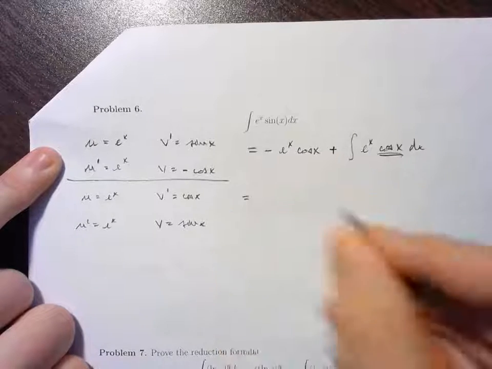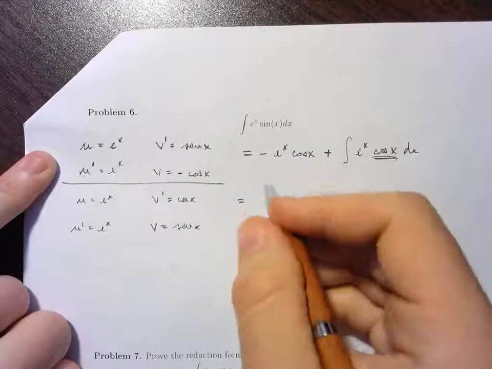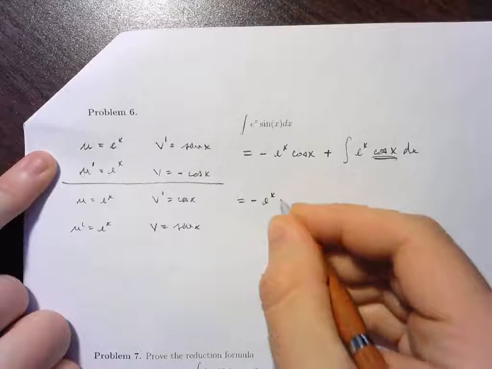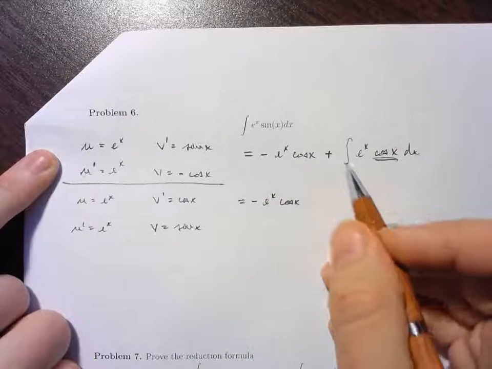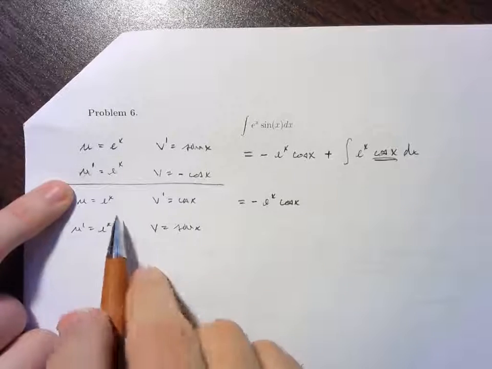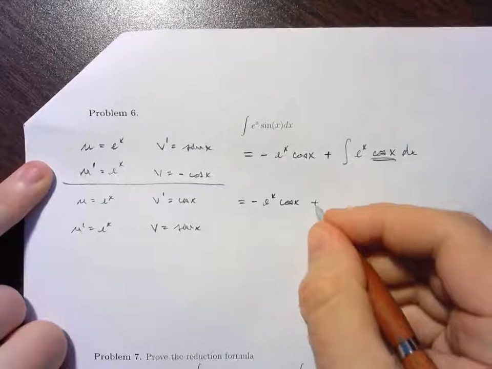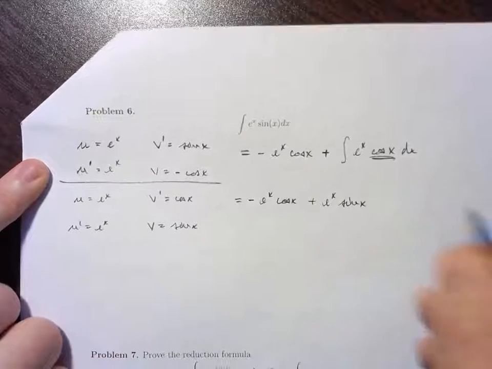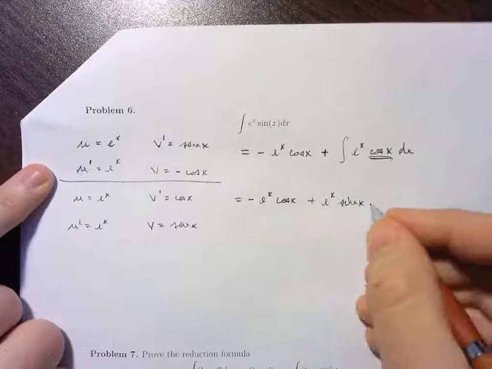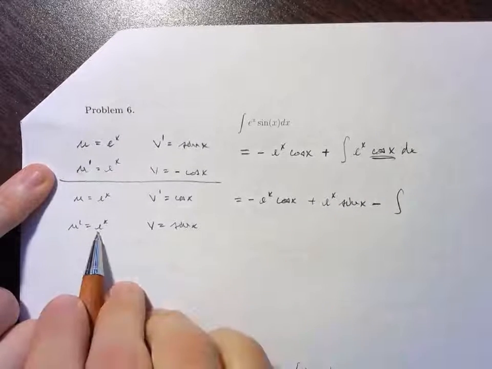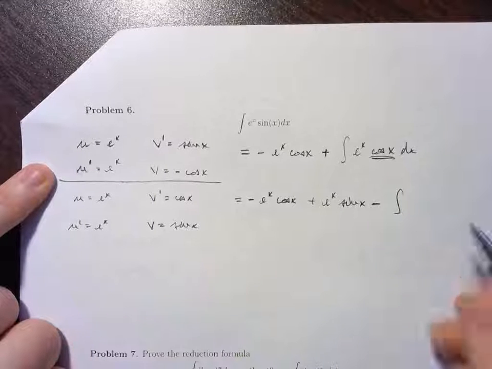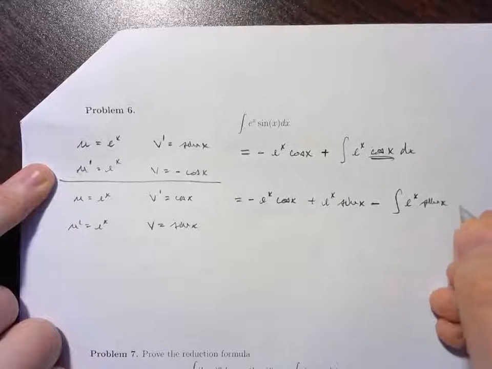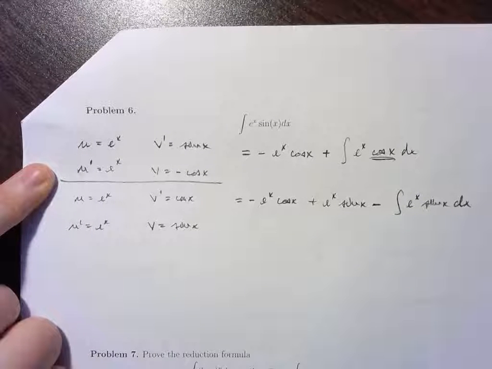and that gives us, if we apply integration by parts one more time, I'm just going to copy this part down, minus e to the x cosine of x, and now this integral becomes u times v, so plus e to the x sine of x, minus the integral of u prime times v, so e to the x sine of x dx.